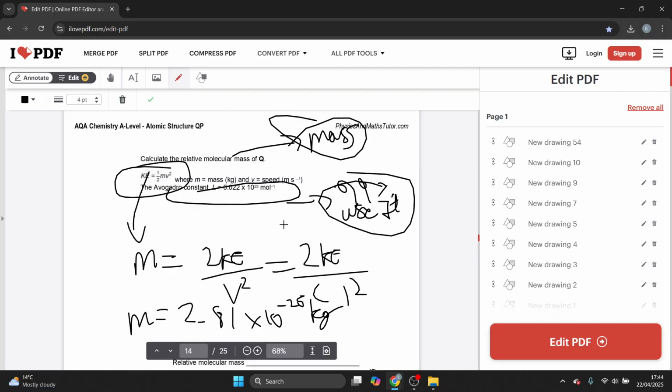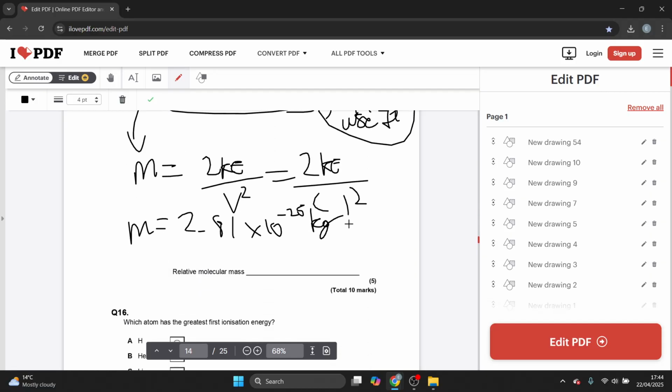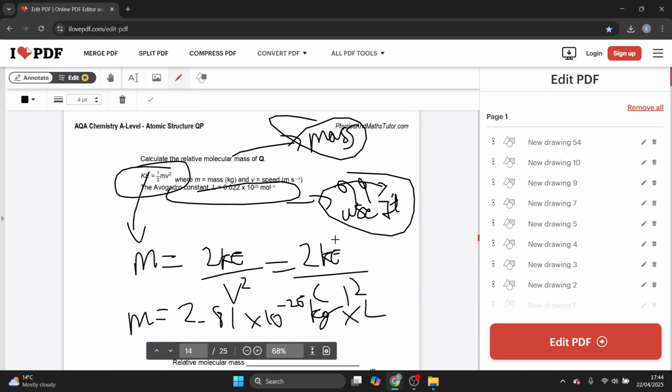Now, if it wants a relative molecular mass of Q, you need to times by Avogadro's constant. So again, I'm going to put this key point there. If the question, because more than likely you're going to repeat one of these kind of questions, because there's only so many questions they can ask you.